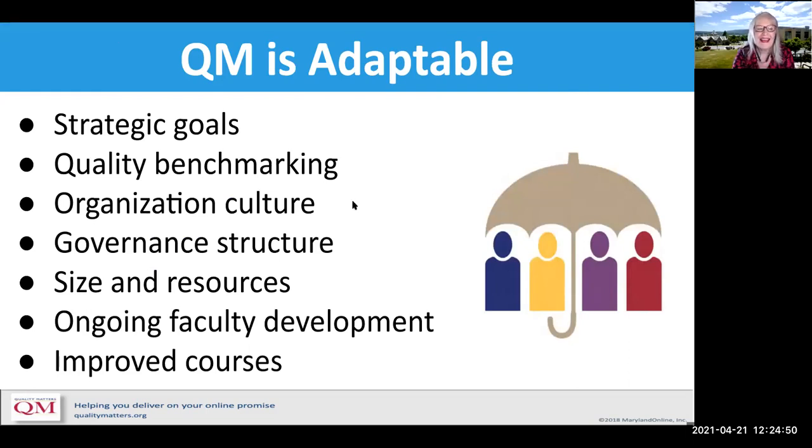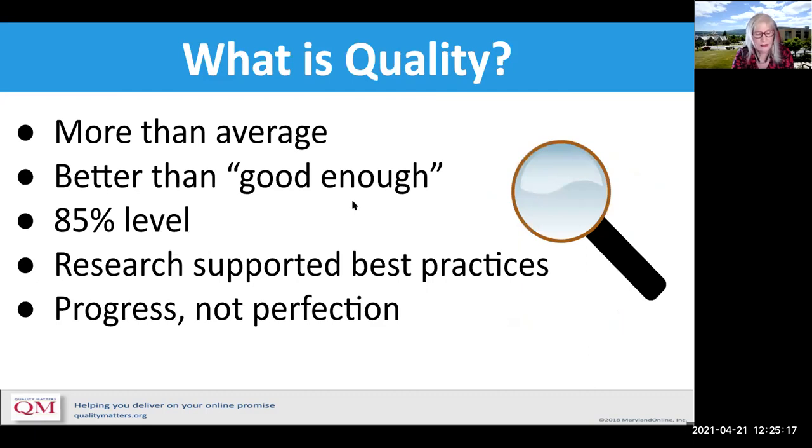Quality Matters is adaptable. It ties quality assurance and Quality Matters to your strategic goals, course reviews for quality, benchmarking, and providing ongoing faculty professional development. These are a few ways that institutions leverage Quality Matters for quality assurance. But regardless of organizational culture, governance structure, size, or resources, any institution can implement Quality Matters. Quality for Quality Matters is better than good enough, more than average, about an 85% level or above. But for Quality Matters, 100% perfection is not the goal.